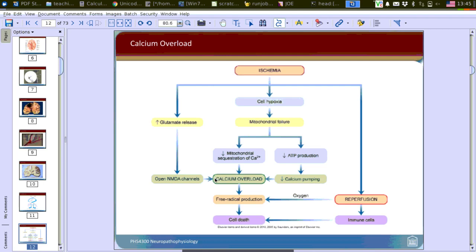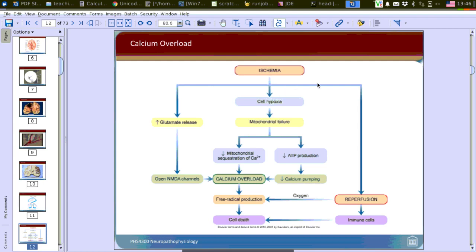So you've got this huge calcium overload, which is going to trigger a lot of chemical reactions. You're going to have a lot of chemical products that are ready to be reacting with other products. And those are called free radical production. And this will eventually lead to cell death.